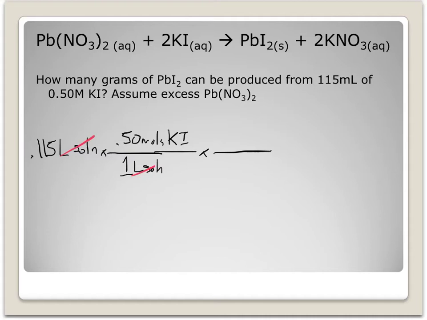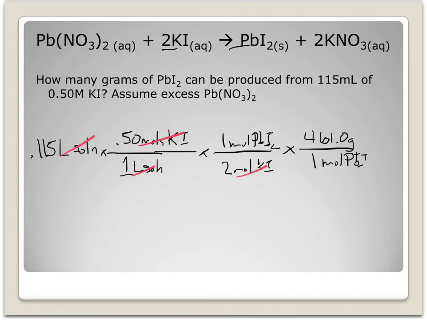And then if we look up at our balanced equation, there's 2 moles of KI for every 1 mole of lead iodide. So we're going to have 2 moles of KI on the bottom versus 1 mole of PbI2 on top. Cancel, cancel. And last but not least, that molar mass step is 461.0 grams for every 1 mole of PbI2. And cancel, cancel. All right, we are good to solve now. And so when we type that in, multiply and then divide by 2, we should get with sig figs 13 grams of PbI2.